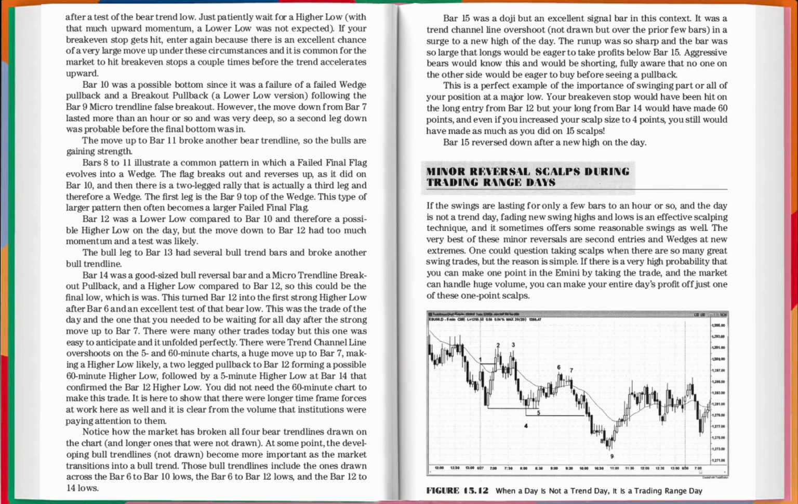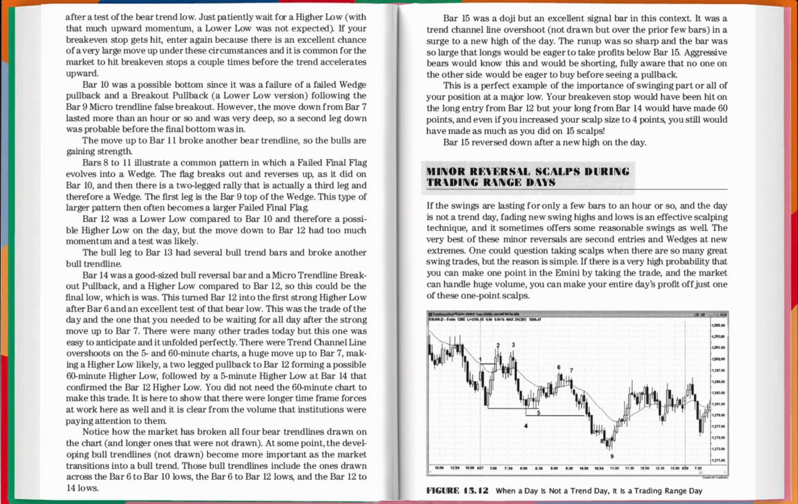Your break-even stop would have been hit on the long entry from bar 12, but your long from bar 14 would have made 60 points, and even if you increased your scalp size to 4 points, you still would have made as much as you did on 15 scalps. Bar 15 reversed down after a new high on the day.